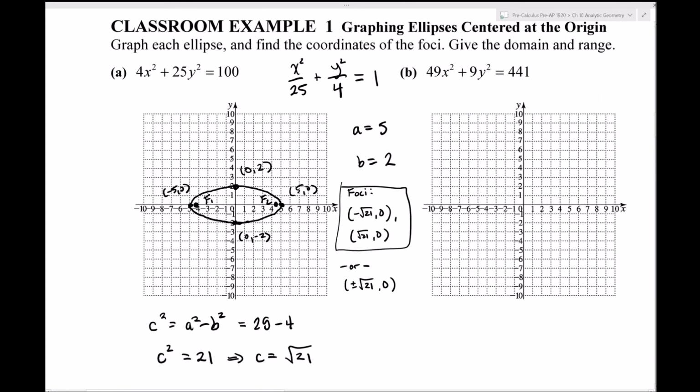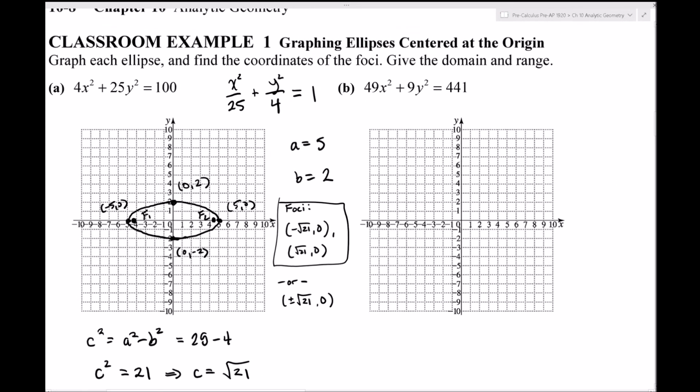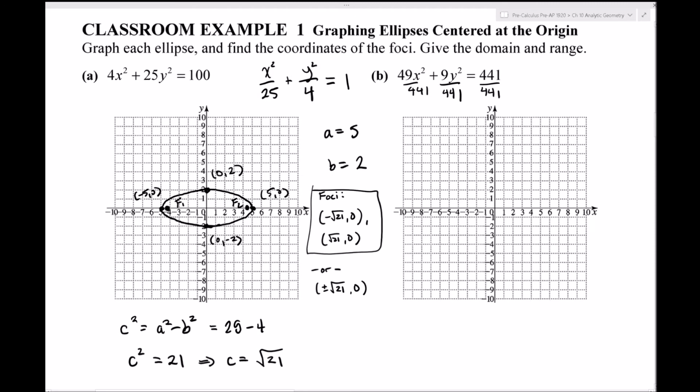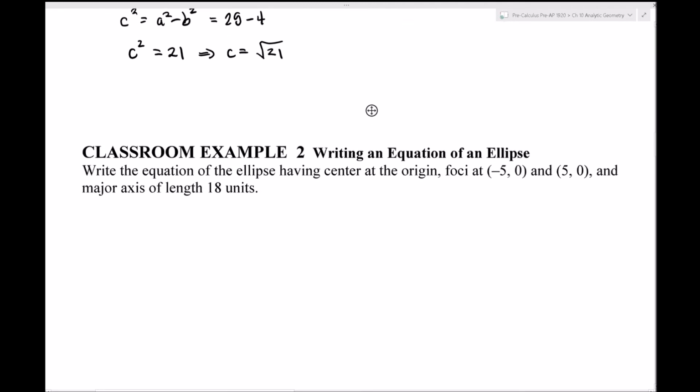That's going to be it for example number 1. I'm not going to do letter B. For letter B, you're going to end up dividing by 441, and you're going to end up getting a larger number underneath y than you did for x, and that's going to make it a vertical ellipse. So we're going to go over more vertical situations. I just want to move on to something a little bit tougher. So I'm going to look at example 2.